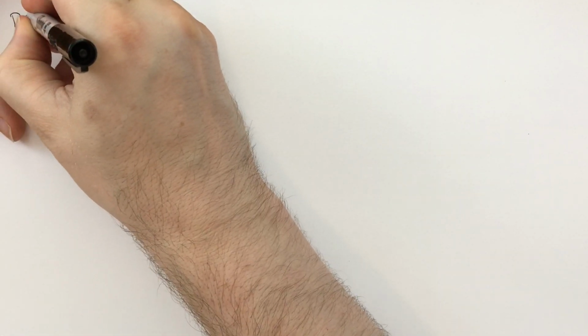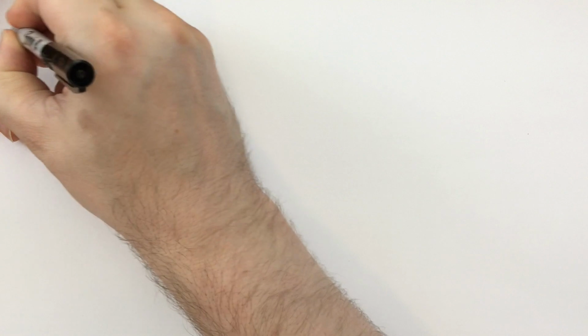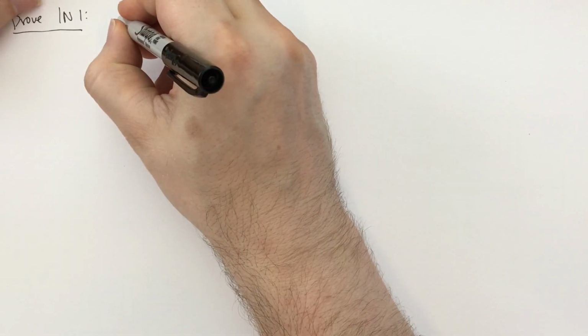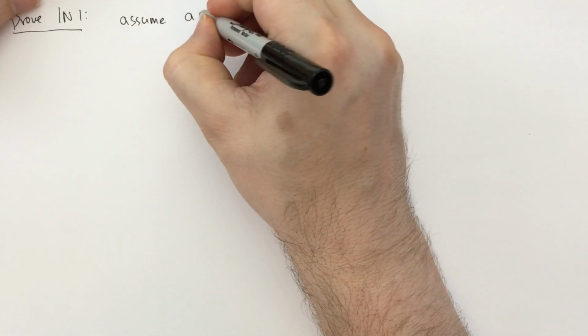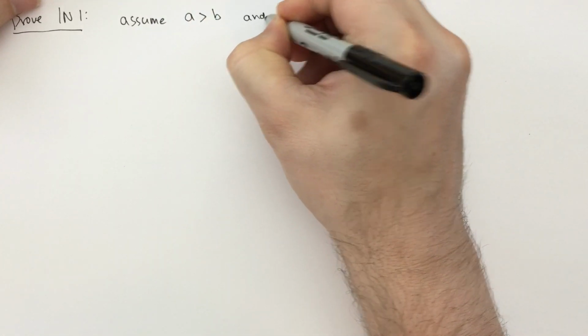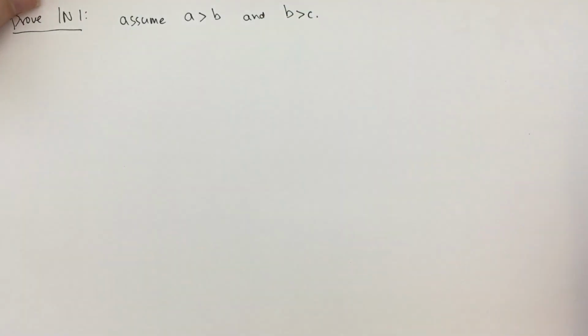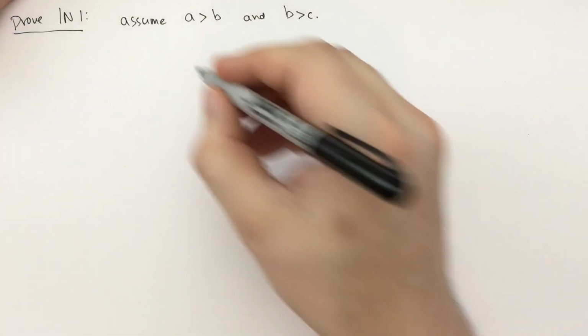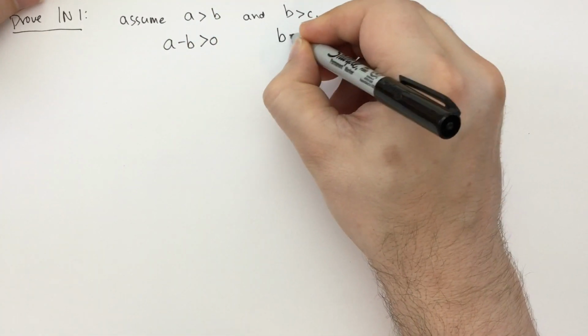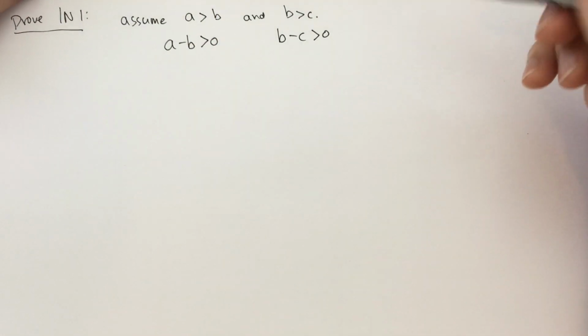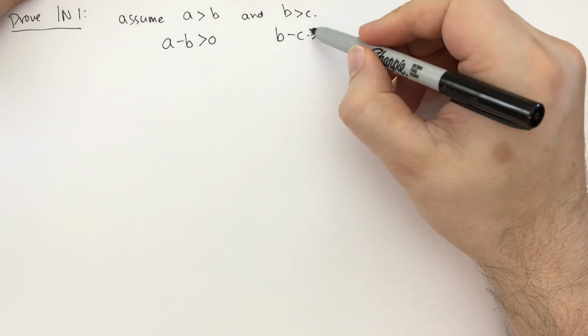So to prove N1, if you recall, it says if A is greater than B and B is greater than C, then A is greater than C. So suppose, he says suppose, I say assume, I like assume better, A is greater than B and B is greater than C. So this means A minus B is positive and B minus C is positive. And this is a really good thing to remember: when something is greater than something, the difference is positive.